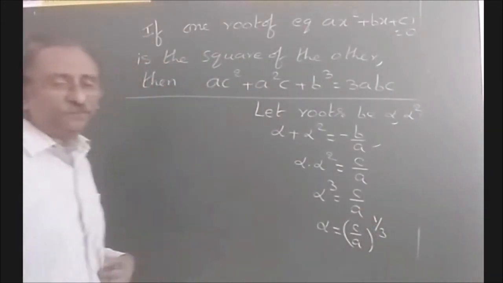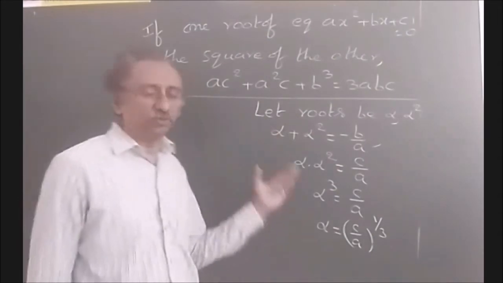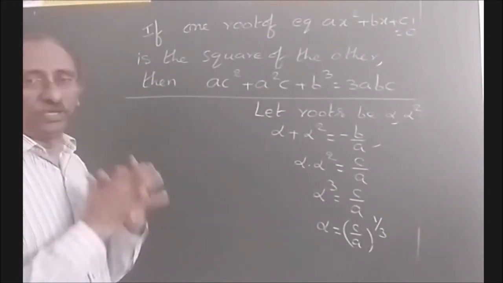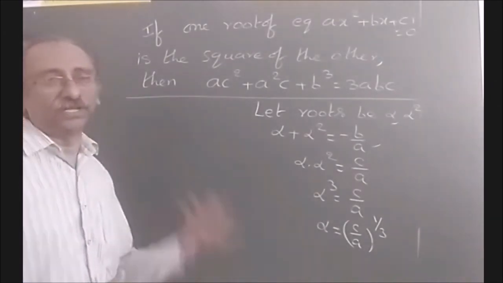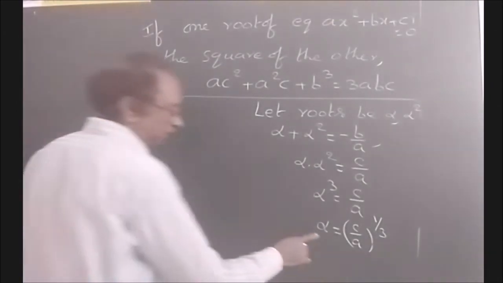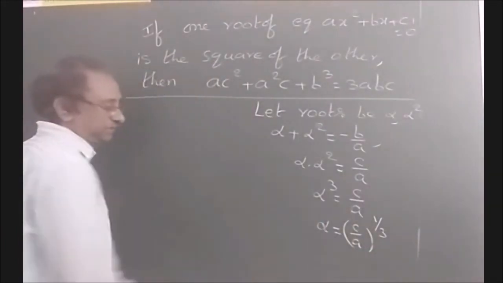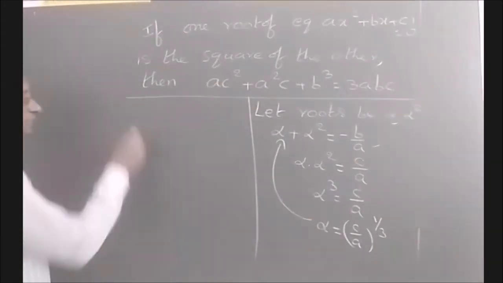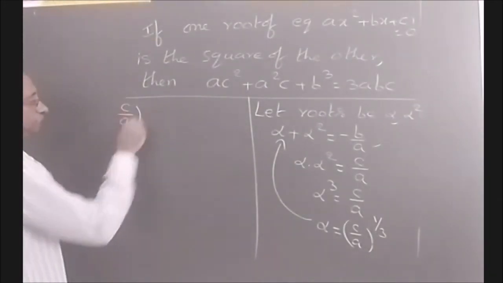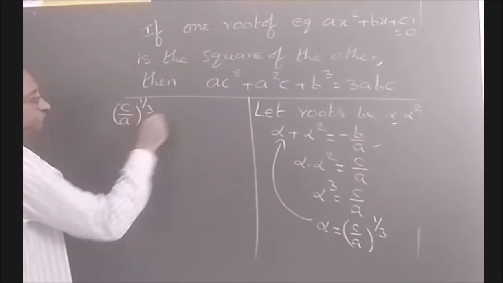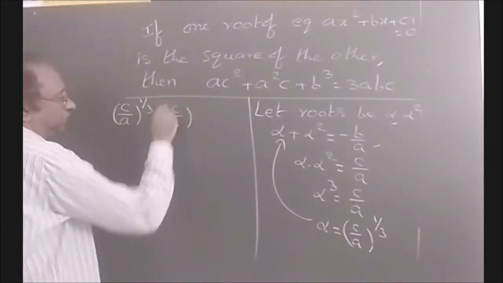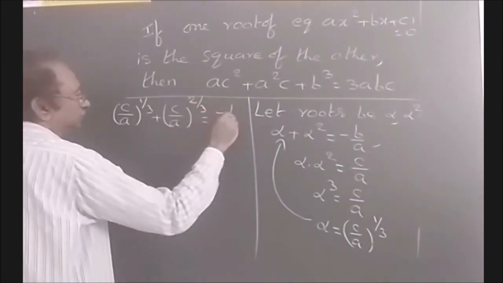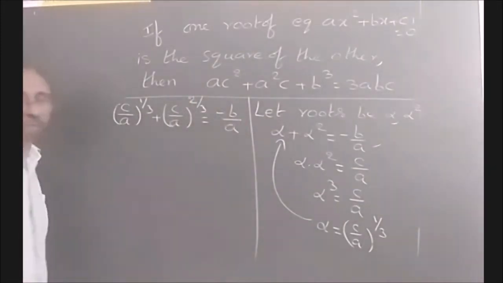See, for every problem in general we use the sum of the roots and the product of the roots. From that we get some results. If it is useful, we remember them. Otherwise, we prove that also in the examination. See, alpha is equal to c by a whole power 1 by 3. I substitute that alpha in this equation. So what happens? c by a whole power 1 by 3 plus c by a whole power 1 by 3 whole square, 2 by 3, is equal to minus b by a.